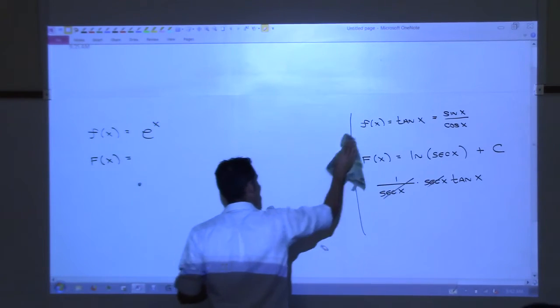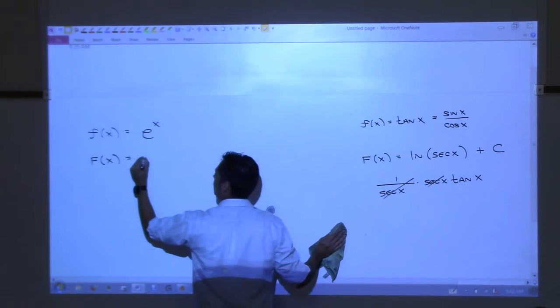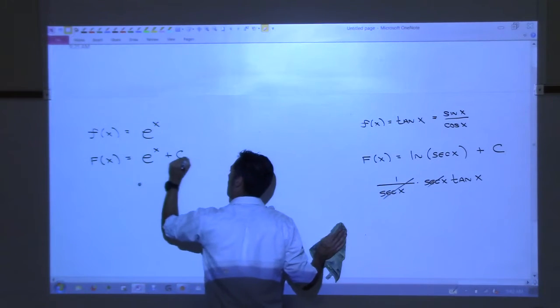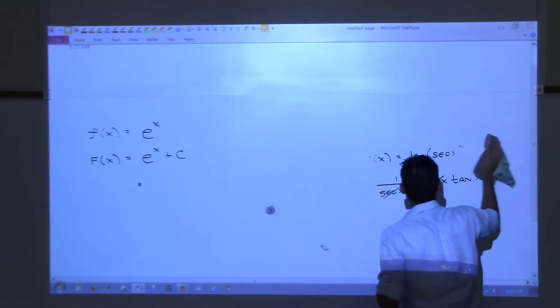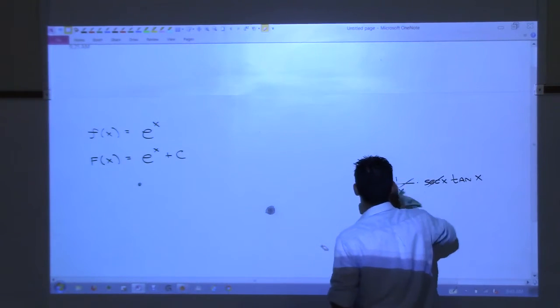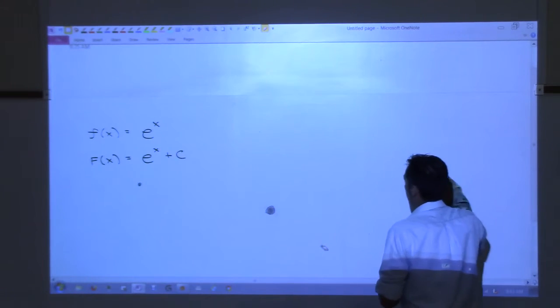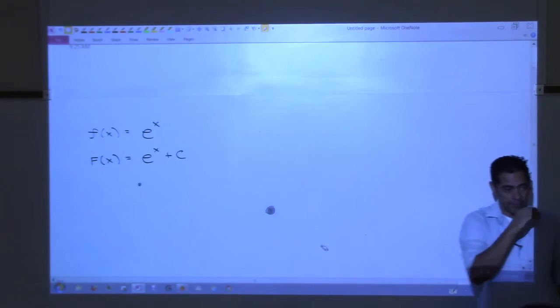e to the x, itself, plus c. That one works real nice. The antiderivative of e to the x is itself plus c.